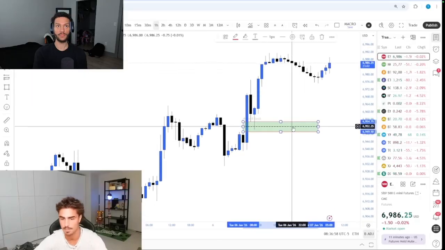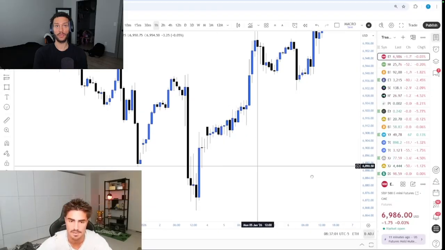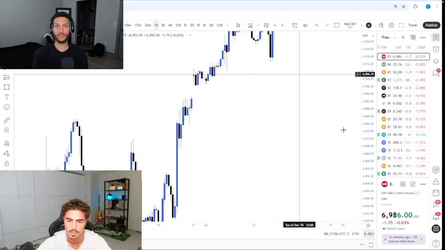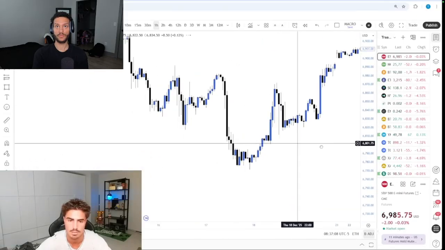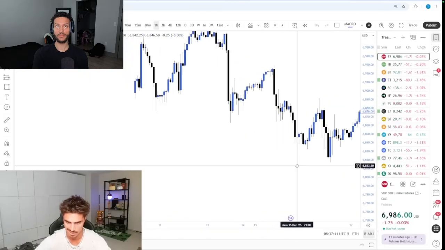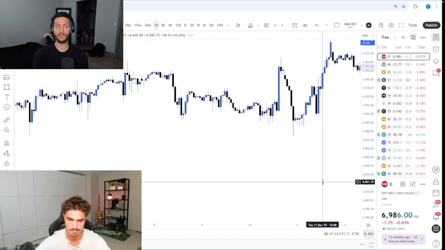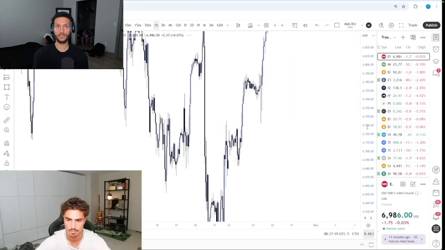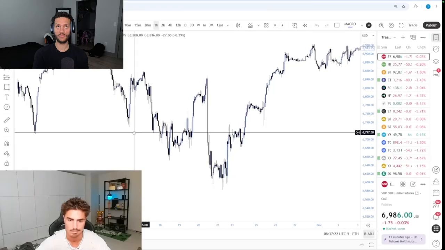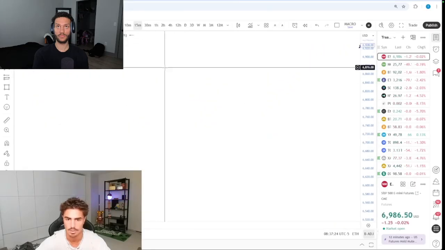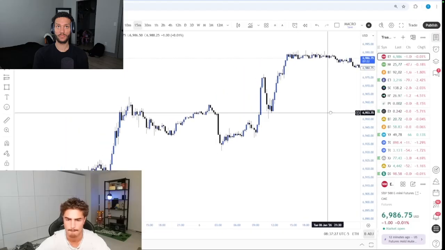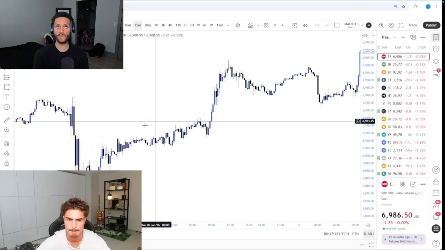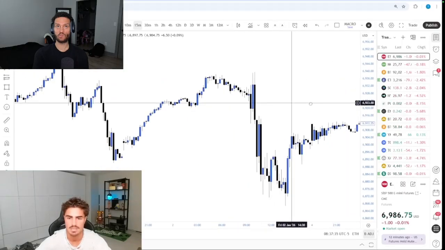Okay, let's show an example of a bearish fair value gap. We've been very bullish the past couple days, so bear with me. Let me just go to the low time frame. This is a good example right here.